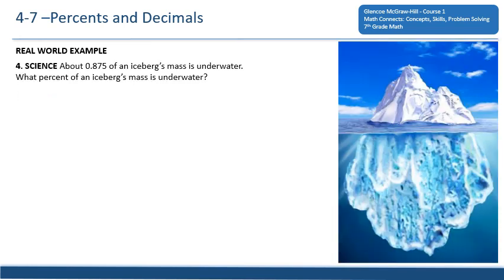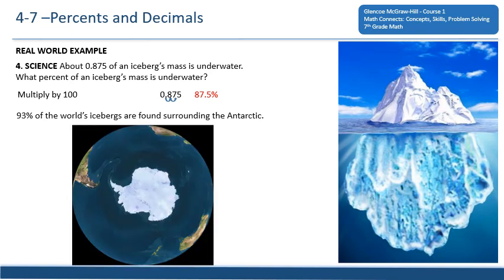About 0.875 of an iceberg's mass is underwater. What percent of an iceberg's mass is underwater? So let's multiply 0.875 times 100, which means we're going to move the decimal point 2 places to the right, and we'll get 87.5%. 93% of the world's icebergs are found surrounding the Antarctic.